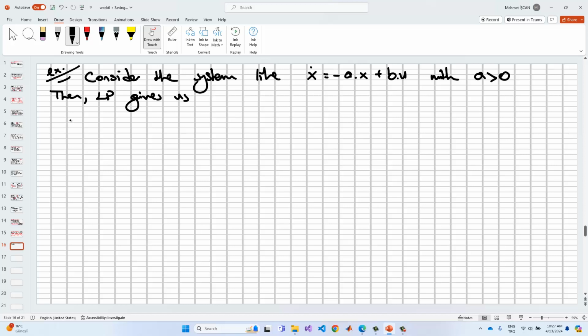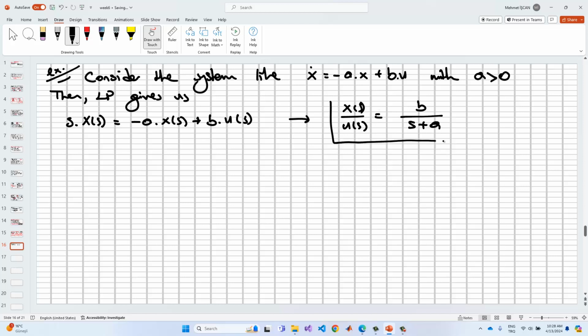The Laplace transform gives us sX(s) equal to aX(s) plus bU(s). Okay, and so in this continuous domain we have the transfer function, b divided by s plus a. If we want to solve this equation, we can use this transfer function in the continuous domain.